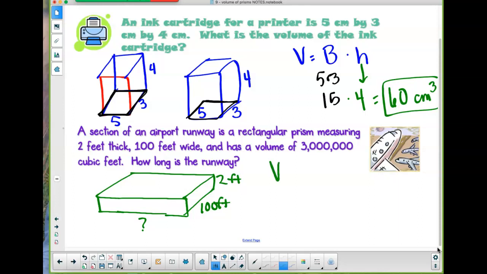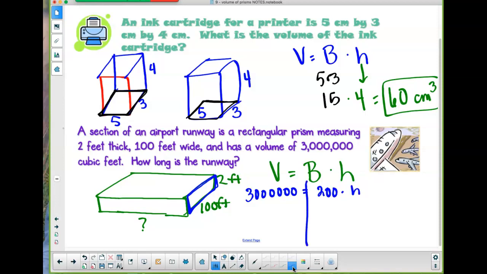So if I'm going to do this formula, volume equals area of the base times the height, what number should I put in for V? What's the volume? 3 million. Let's call this the base. What's the area of that base? 100 times 2 is 200 times the height. And now let's solve it.